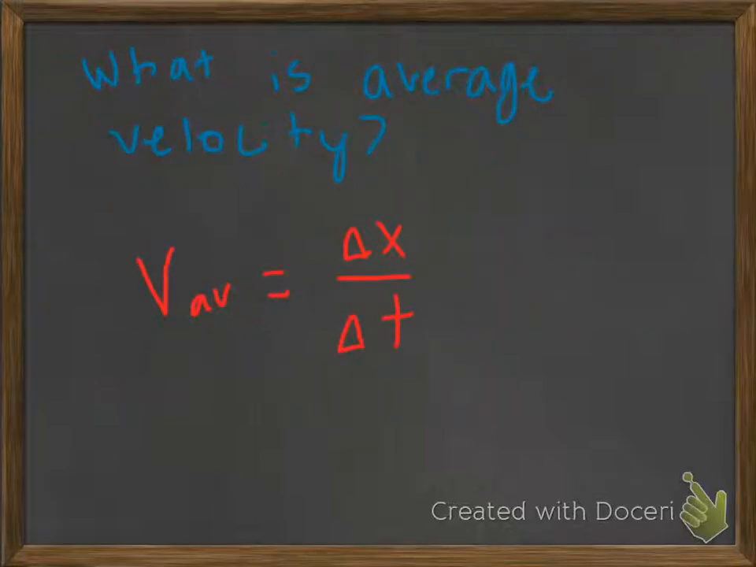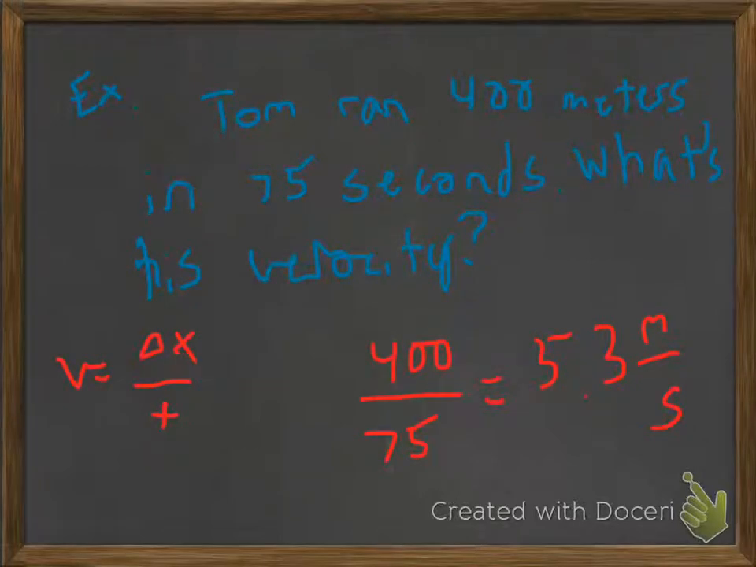And what is the average velocity? The average velocity is delta x over delta t. So the change in the object in the x direction over the time it takes, or the change in the time. So let's try some examples out.